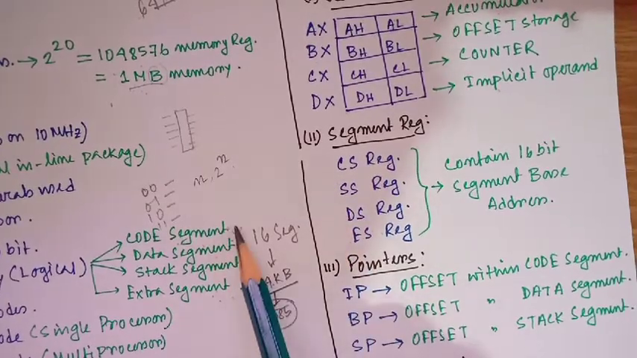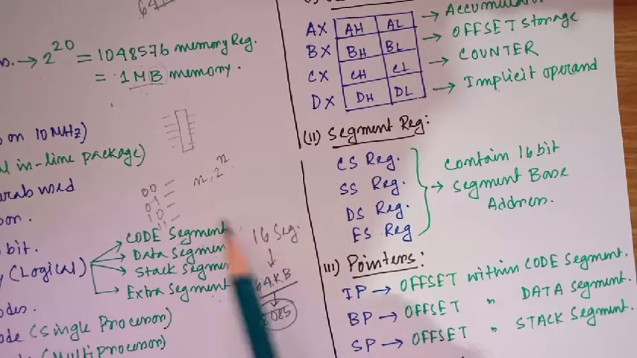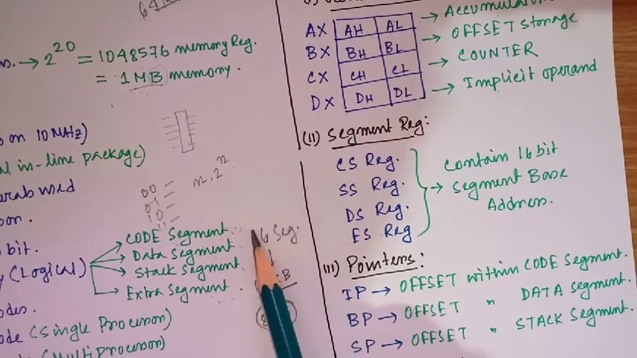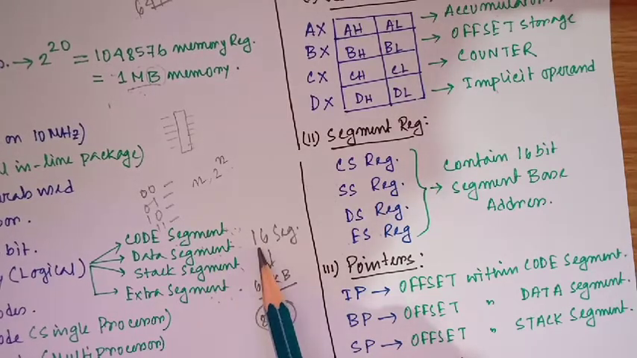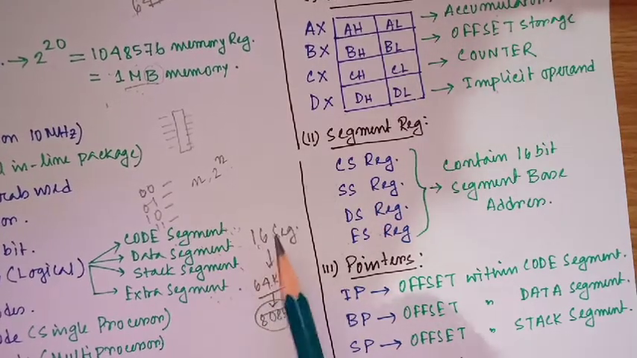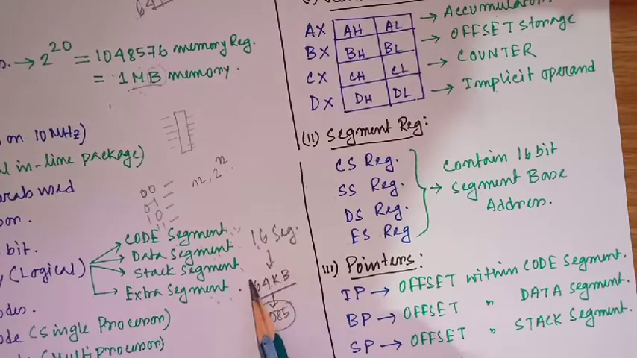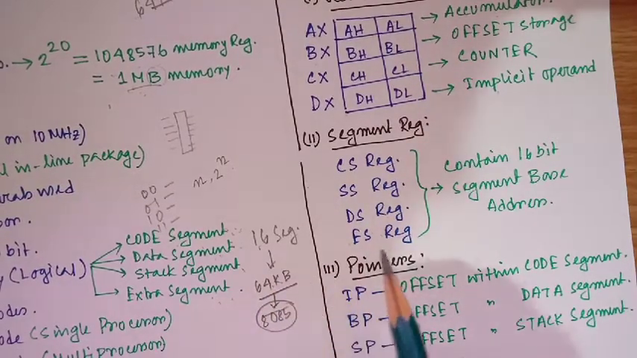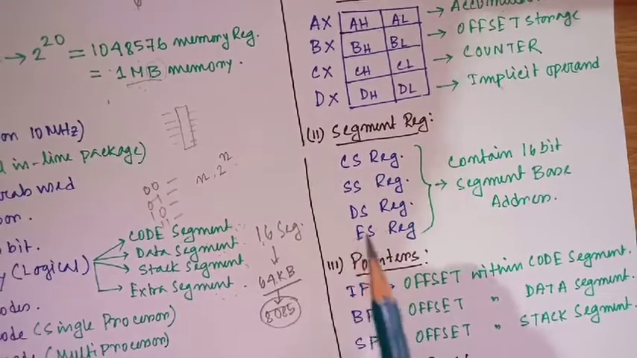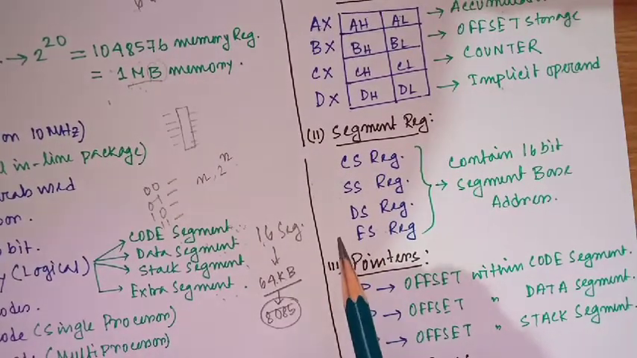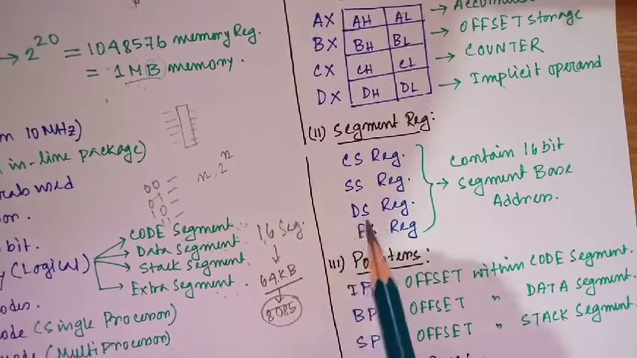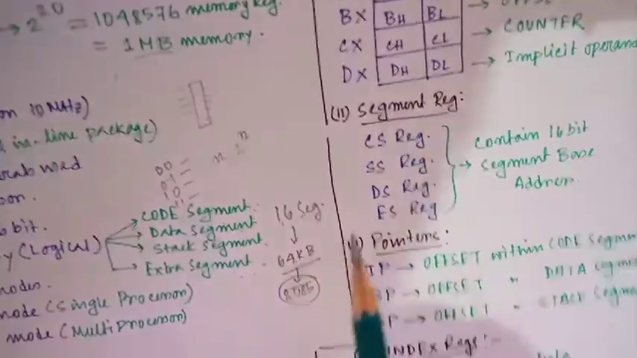The register which contains the starting address or base address of code segment memory is called code segment register. The register which holds the starting address of data segment memory is called data segment register. The register which holds the starting address of stack segment memory is called stack segment register. Similarly, the register which holds the starting address or base address of extra segment memory is called extra segment register.